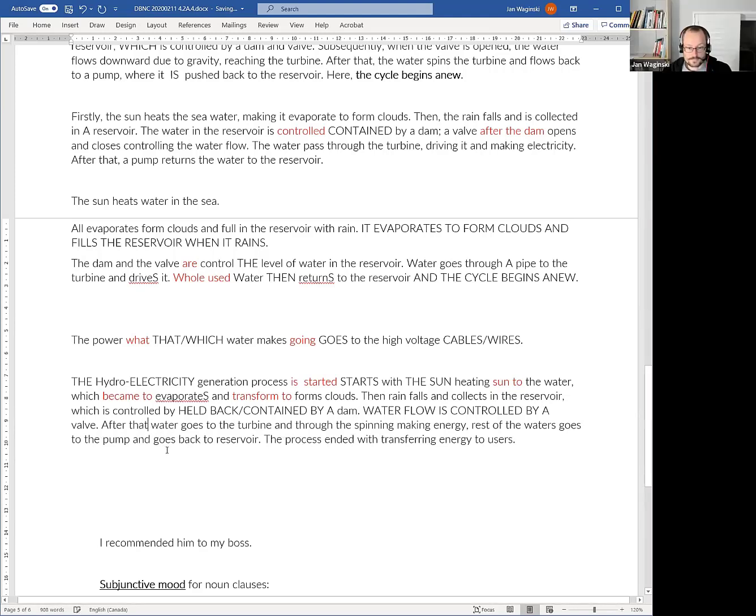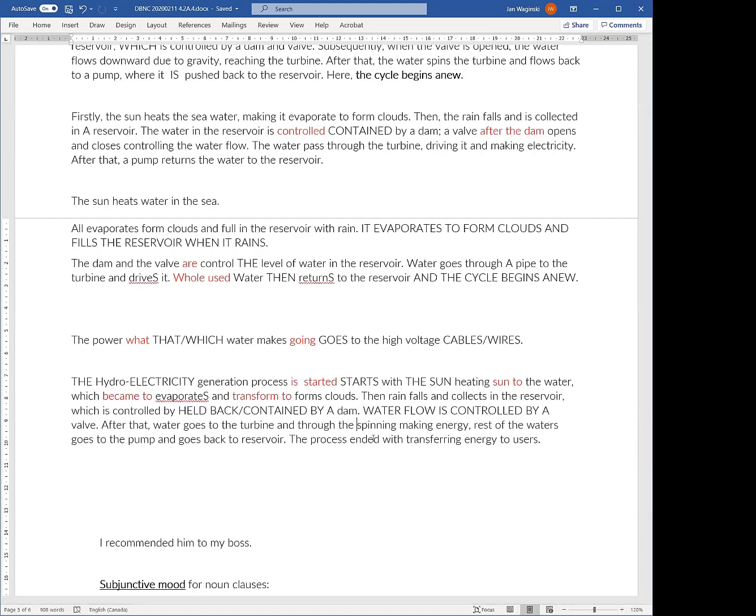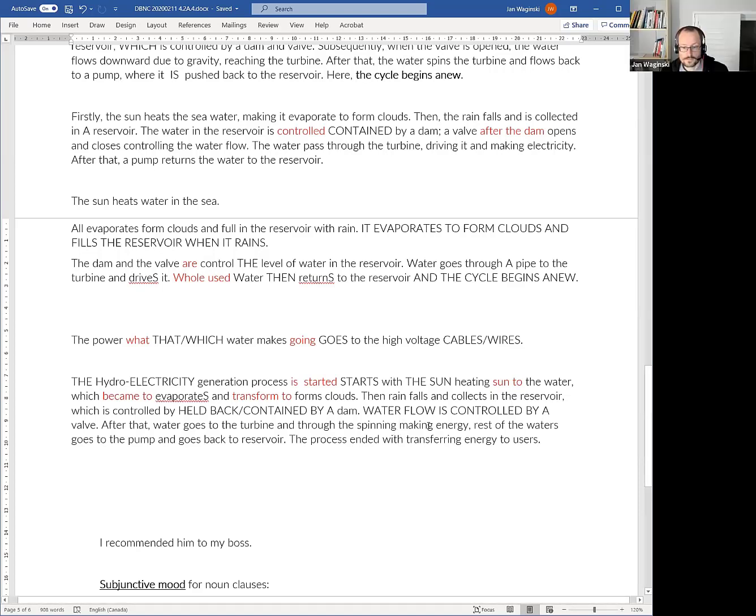After that, water goes to the turbine and through the spinning, making energy. No, water goes to the turbine. Yeah, I couldn't find the right word. It's not the spinning, but something going on in that turbine. So how water goes through the turbine, right? It's not in the diagram, so don't worry about it.